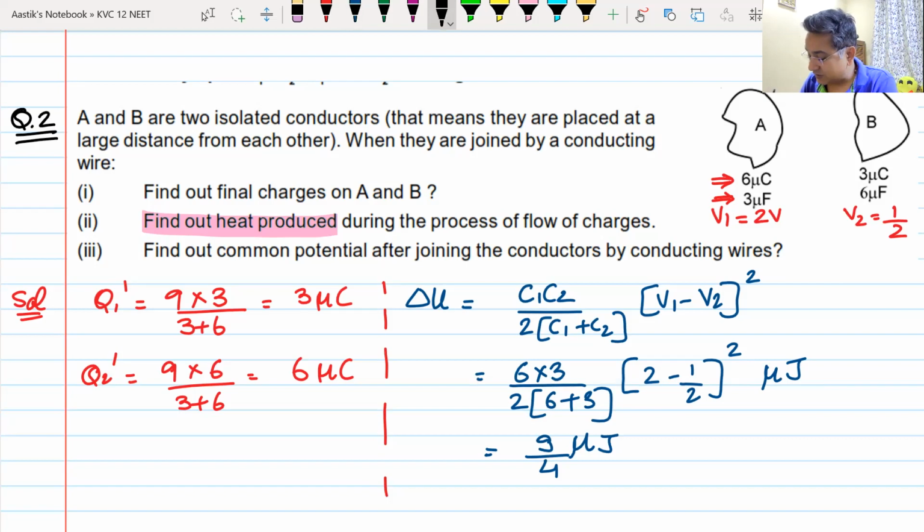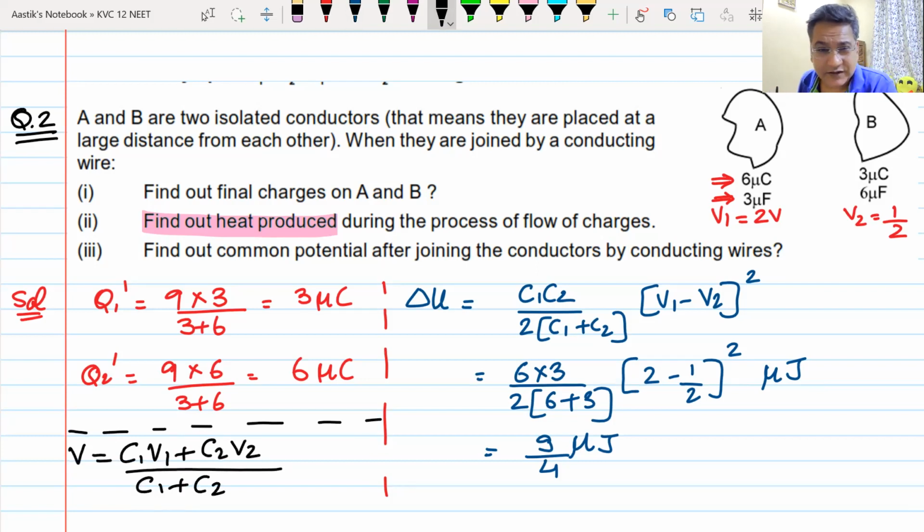Then you have to find out the third thing. The third thing was finding out the common potential. Common potential is C1 V1 plus C2 V2 divided by C1 plus C2. Now this C1 V1 is nothing but Q1. So you can just write it as Q1 plus Q2, total charge, divided by total capacitance. Total charge is 9 microcoulomb. Total capacitance is 9 microfarad. So this will become 1 volt.